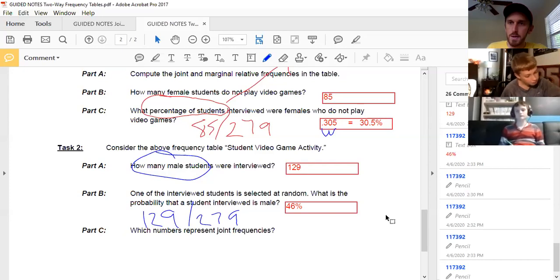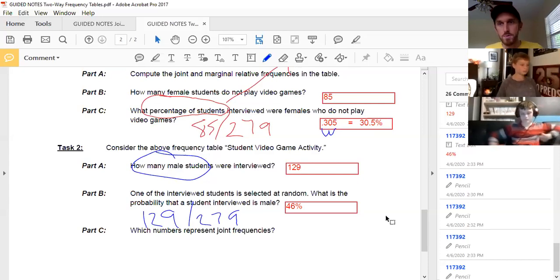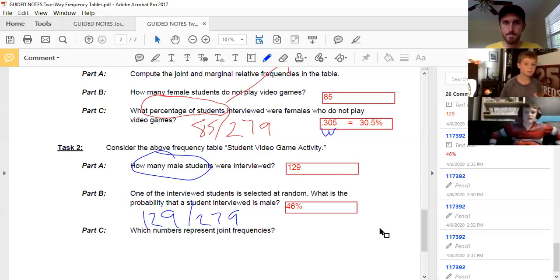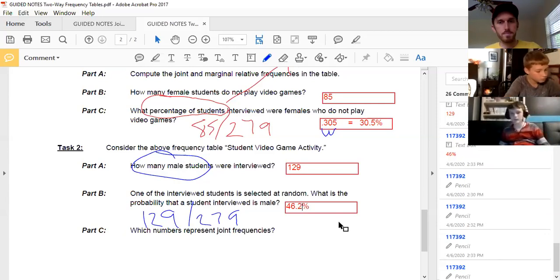Two-way frequency, as long as you know specifically what the question is asking you to do. This is the thing where people get messed up. They understand how the table works. They just don't understand specifically what the question is asking them. Does it ask for a percentage? Is it a value? There's lots of different data here. Since we did 30.5% for the other one, I think we should do 46.2% for consistency. Sounds good.